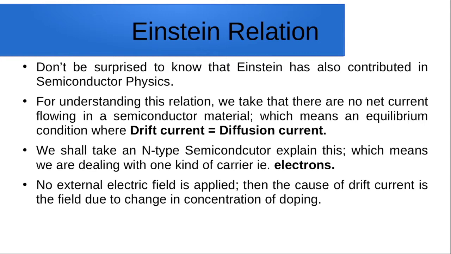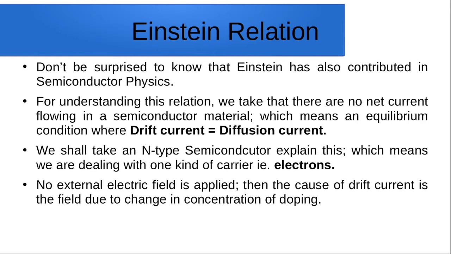As we had already mentioned, for any explanation, we will be considering one type of semiconductor and do the math, and then we will map it to the other type of semiconductor. Here we will be taking the n-type semiconductor to explain these relations, which means we are dealing with one kind of carrier. In an n-type semiconductor, the majority carriers are electrons. And no external field is applied.